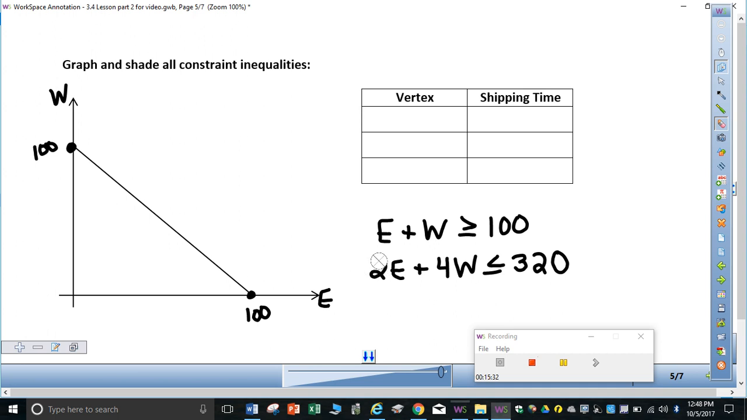Okay, for the next one, let's cover up E. To find the W-intercept, we're going to divide both sides by 4. So the W-intercept is 80. If you cover up W, divide both sides by 2, the E-intercept is 160. So we'll do 160 on the E-axis. We have 80 on the W-axis.